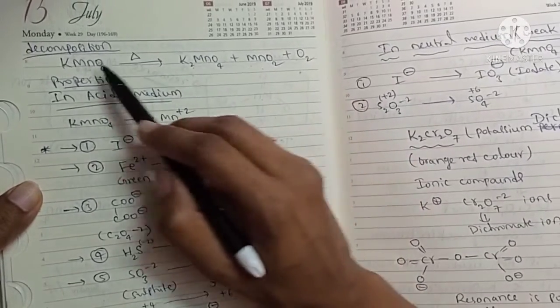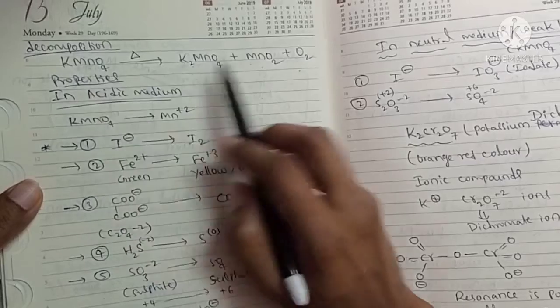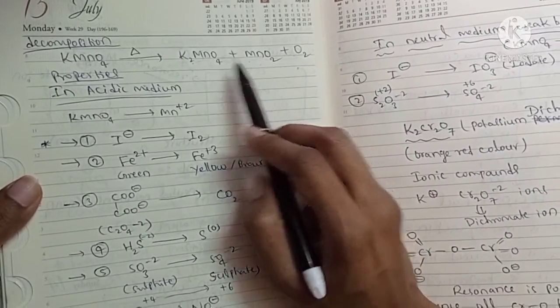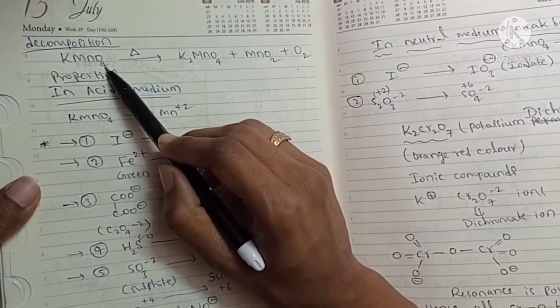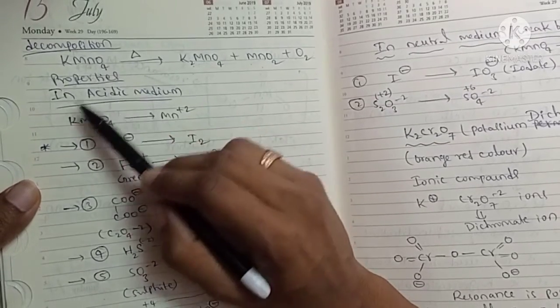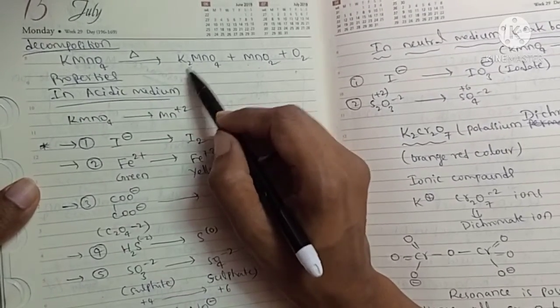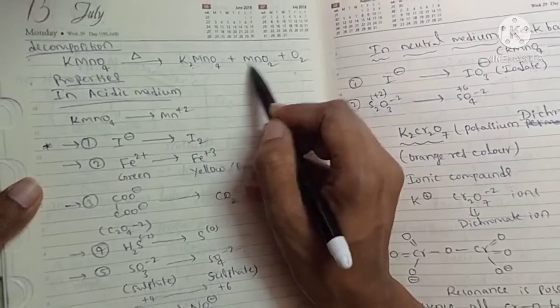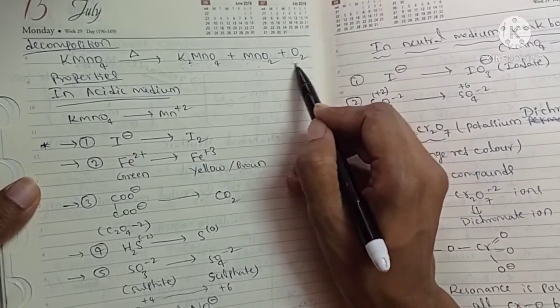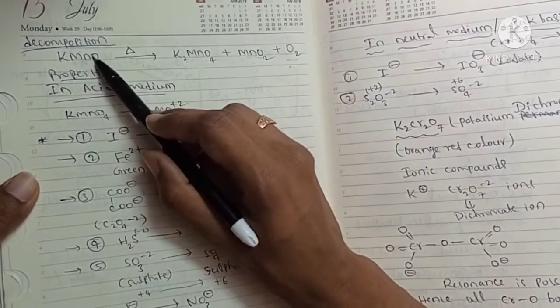So in this, +7 changes into +6, and also +7 changes into +2. So this is the decomposition of potassium permanganate. This is an important reaction. So what are the products in the decomposition reaction? Here manganate, manganese dioxide, and oxygen. So these are the products of decomposition of KMnO4.